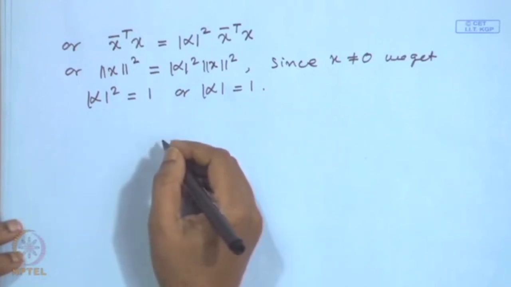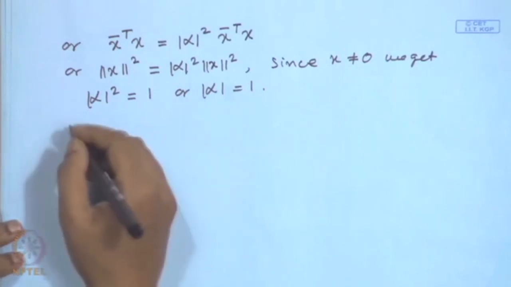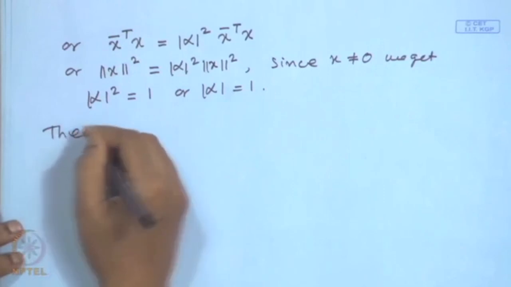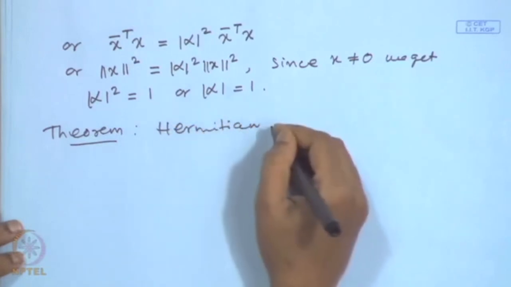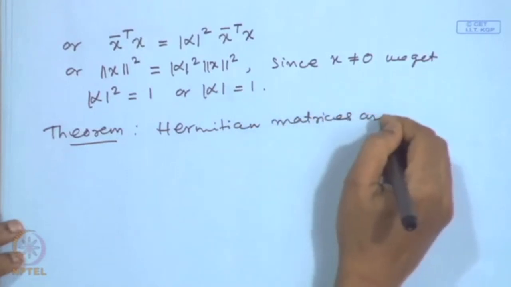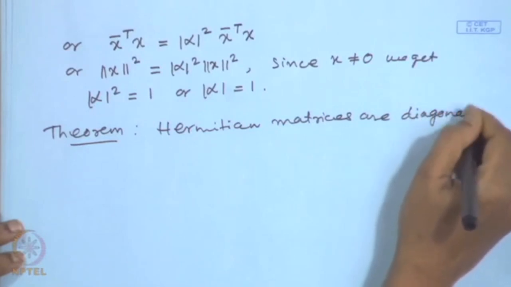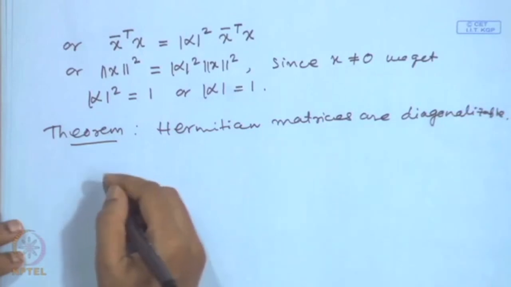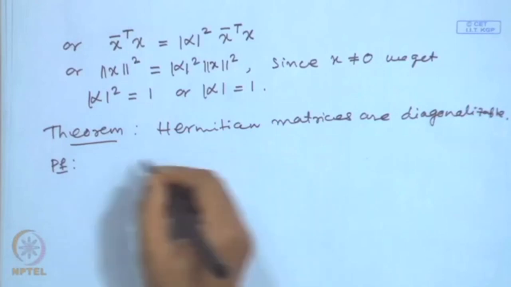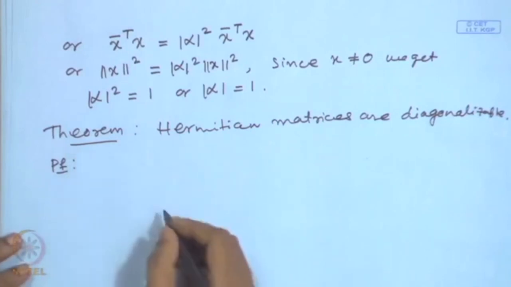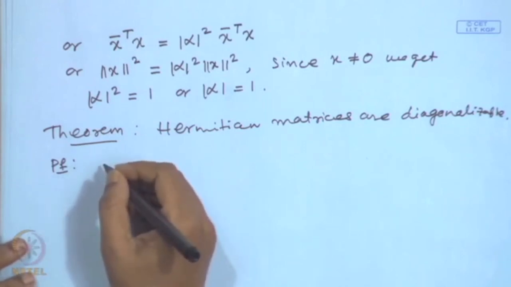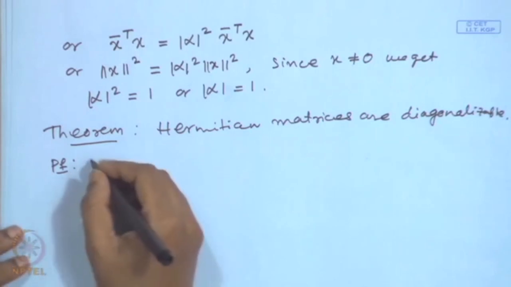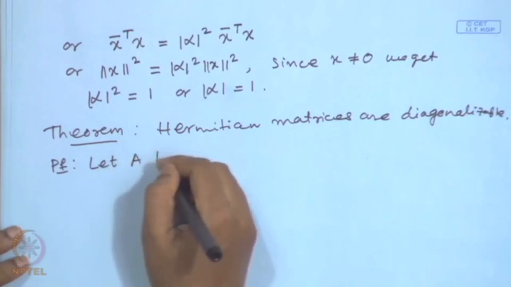So, another important result that we can prove for Hermitian matrices is that Hermitian matrices are diagonalizable. This is one important property of Hermitian matrices. In this case, we saw that for any Hermitian matrix, no generalized eigenvalue of type 2 or more will exist. So, let us consider, let A be a Hermitian matrix.